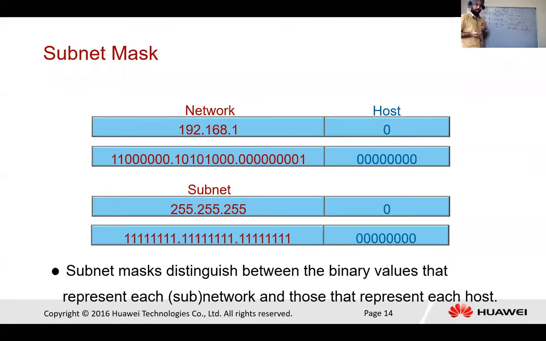In the case of class C, the default subnet mask is 255.255.255.0. In this case, we have three octets as the network ID and a single octet specifically for the host ID. That means when we require a large number of networks, we use class C.